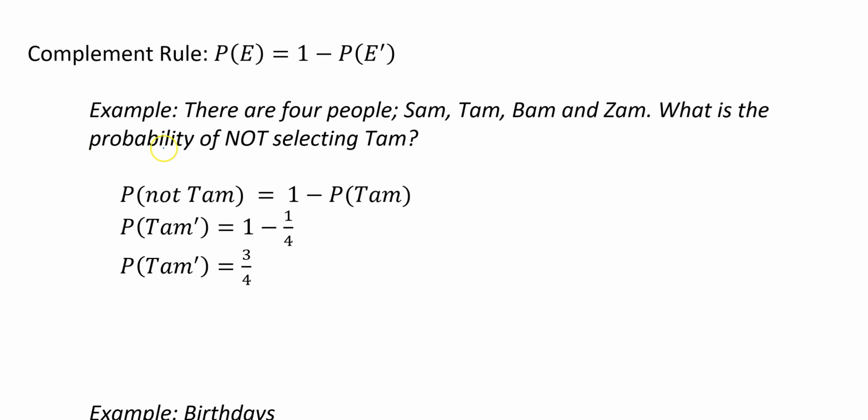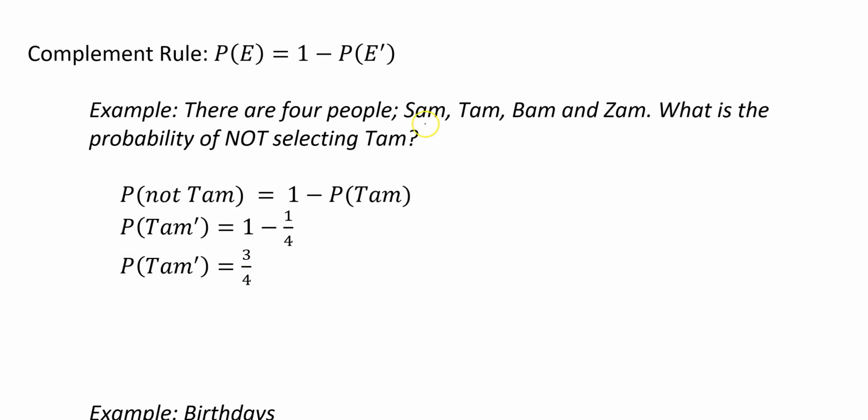There are 4 people, Sam, Tam, Bam, and Zam. What is the probability of not selecting Tam? Well, if I am looking at not Tam as my probability, then I think about the probability of the whole, which is 1, minus the probability of getting Tam. And I'm assuming here that I'm just selecting 1 out of the 4. So the probability of not getting Tam is equal to 1 minus 1/4. 1/4 is the probability of Tam. That means the probability of not Tam is 3/4.